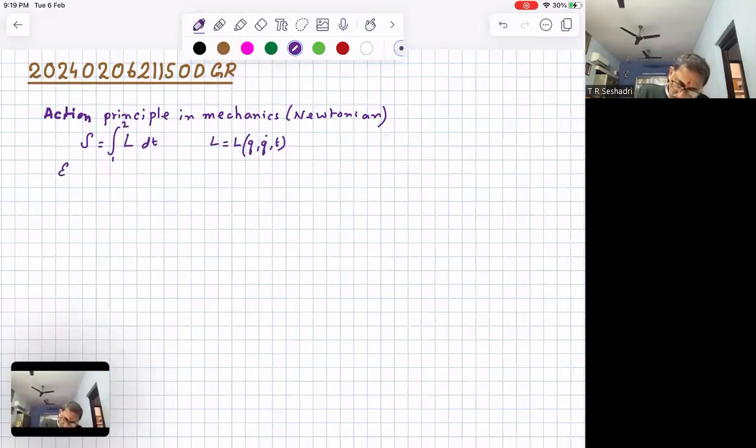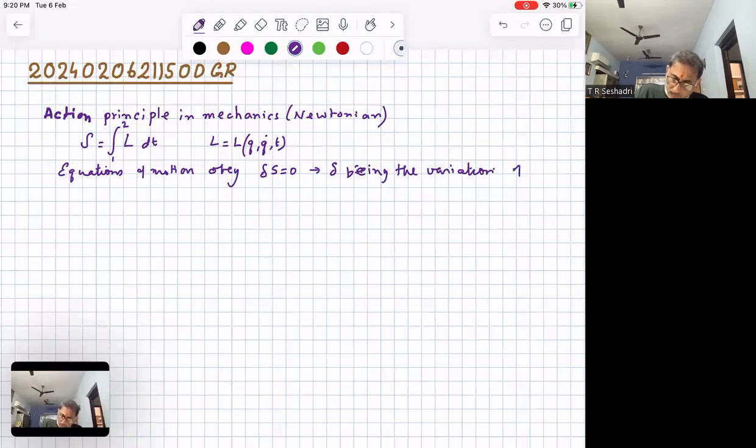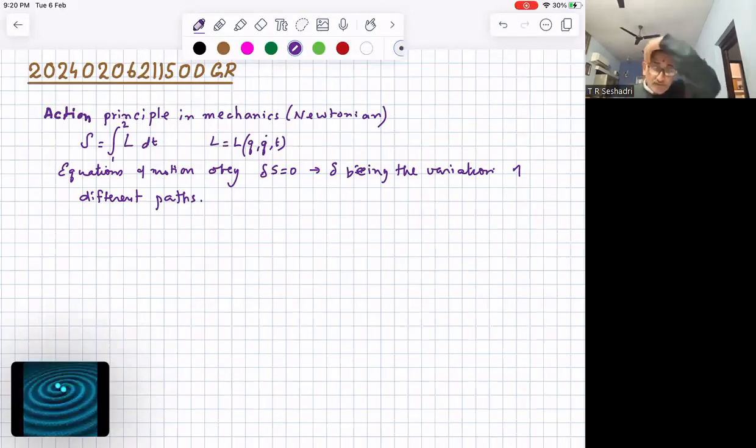And the equations of motion obey delta S is equal to 0, delta being the variation of different paths. This you are familiar with, right? Yes. Okay. What about others?